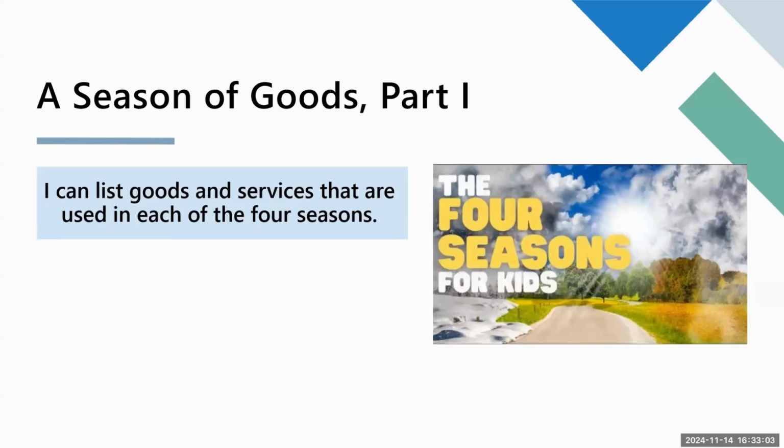So the first part of the lesson, our learning objective, is that the kids can list goods and services that are used in each of the 4 seasons. Now, depending on the age, you might want to go through a video that they have. They linked the video in the lesson plan. I've just put it into the slideshow. The video of the 4 seasons for kids, just kind of taking them through.